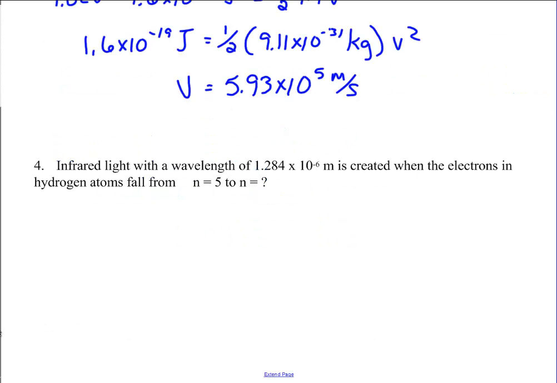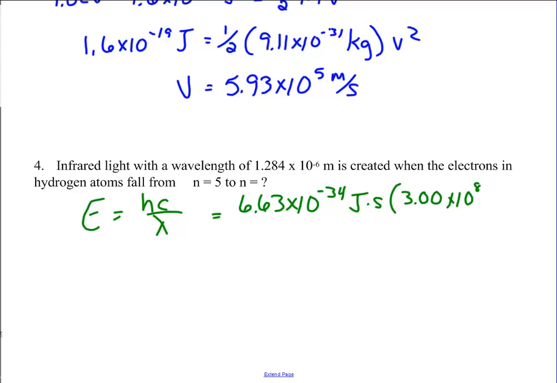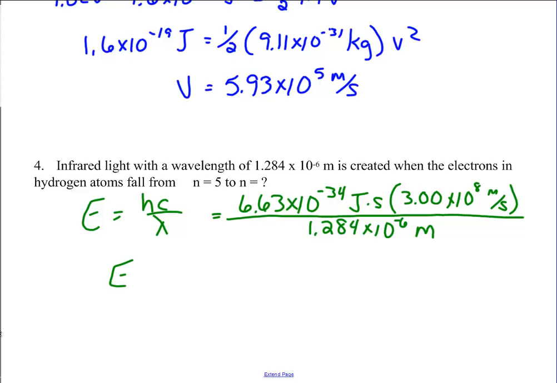Our next problem, we're going to take a look at infrared light. It has a wavelength given to us, 1.284 times 10 to the negative 6 meters, and that wavelength of light is created when electrons of a hydrogen atom fall, and they start at n equals 5, and we're supposed to figure out at what energy level they land. So the first thing I have to do is take that wavelength and convert it into energy. So energy equals hc over lambda. h is 6.63 times 10 to the negative 34. c is 3.0 times 10 to the 8th meters per second. And that's all over my wavelength, 1.284 times 10 to the negative 6 meters. It's a small wave. And we can figure out the energy from that, plugging in all of our values.